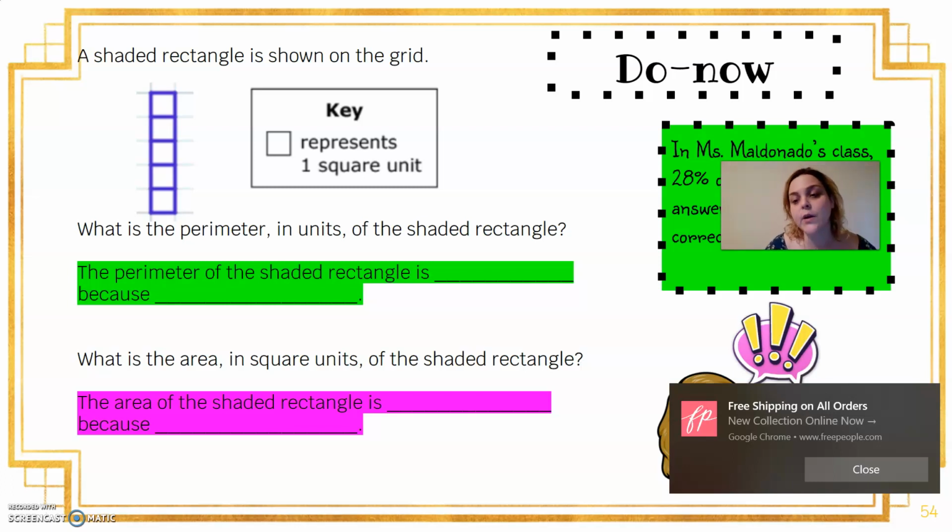When we talk about area, we talk about the amount of space that something takes up. And that's represented in square units. Okay, so that's the difference between both of them. Area has to do with the inside, perimeter is the outside of a polygon.